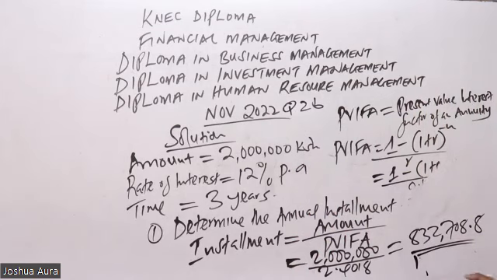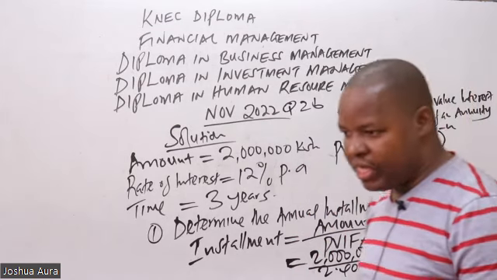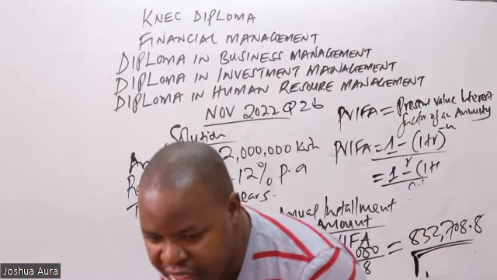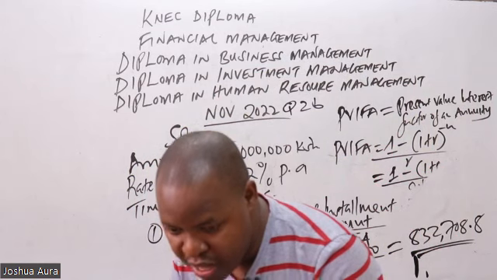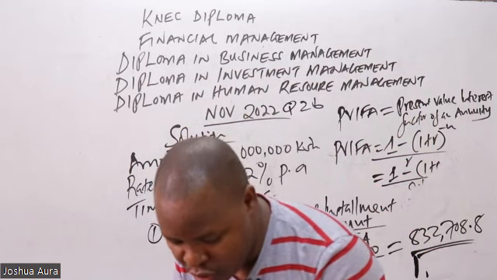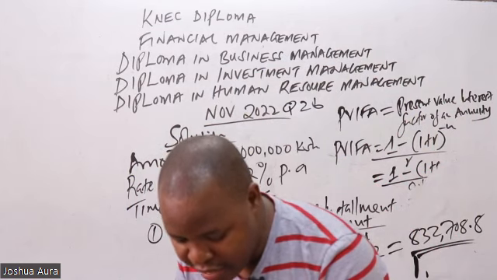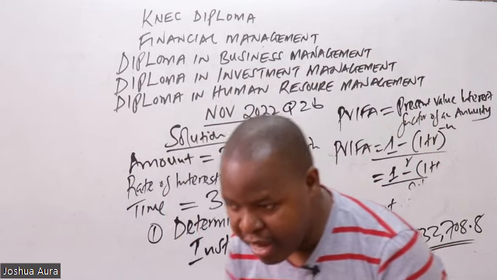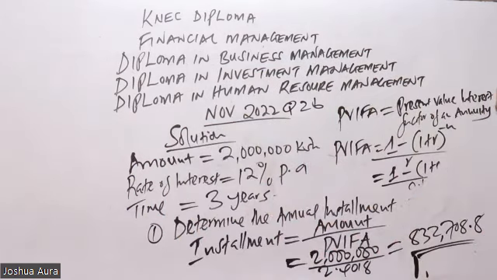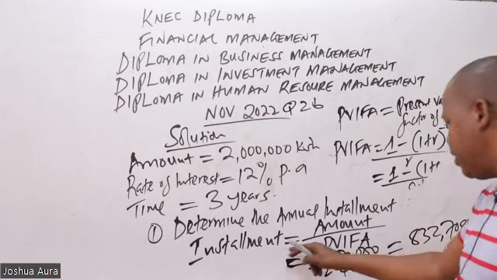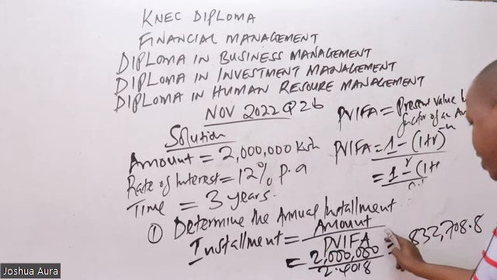708.8. This is our annual installment, as required by the examiner. Installment is equals to amount divided by PVFA.